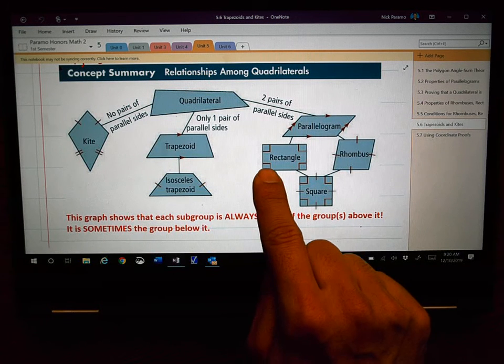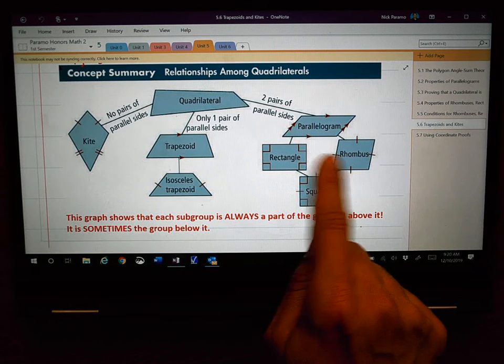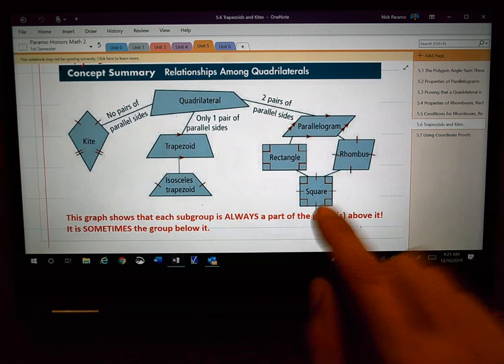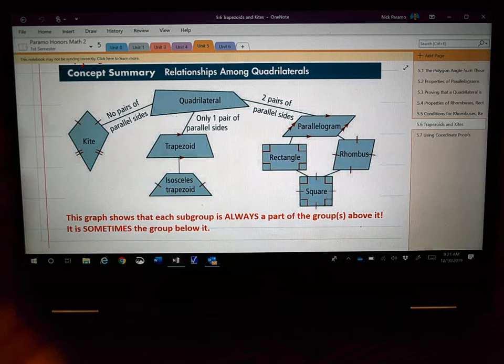A rectangle is never a rhombus unless it is a square. A square is both a rectangle and a rhombus. So sometimes a rectangle could be a rhombus. It's the only one that's side by side with something it could be sometimes.